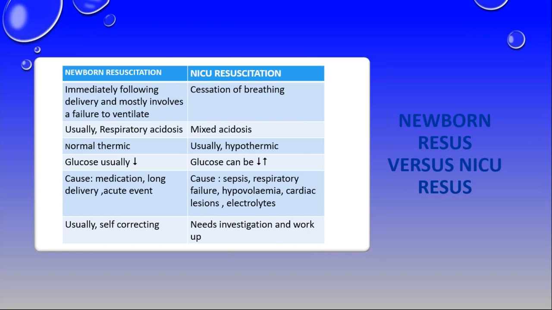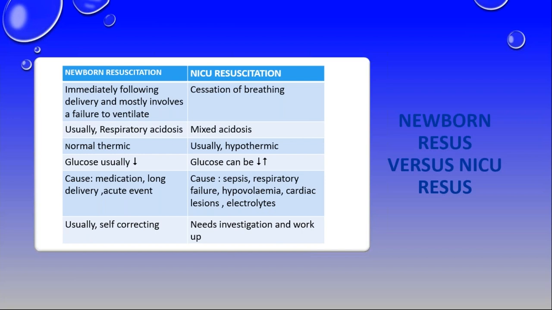Usually the newborn resuscitation shows a respiratory acidosis, whereas the neonatal resuscitation shows a mixed acidosis, and we will cover that a bit later. The newborn baby is usually normothermic because it's just been born, whereas with a neonatal intensive care resus, generally these babies are actually hypothermic. They have slowly been deteriorating and they cannot control their temperatures. With newborn resuscitations, there's often a low glucose, whereas with the NICU resus, we find that mostly these babies are actually hyperglycemic, and that is because of the stress that we've put them under.